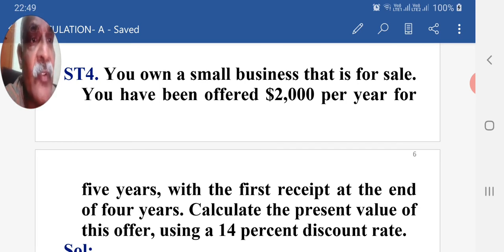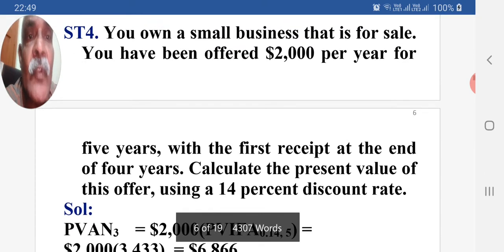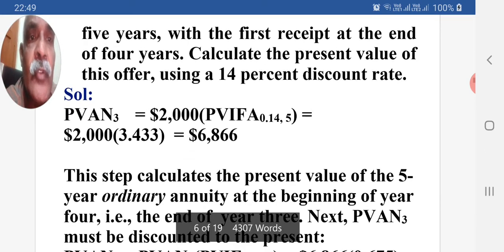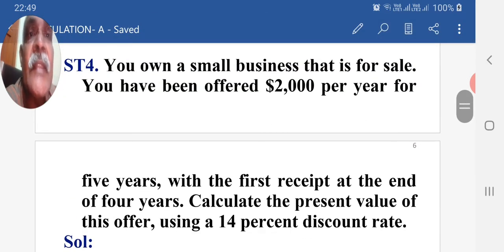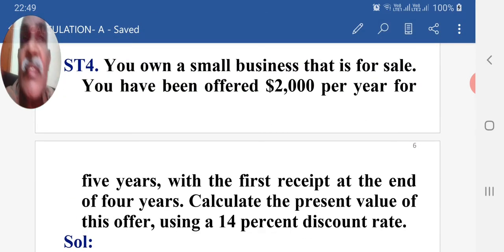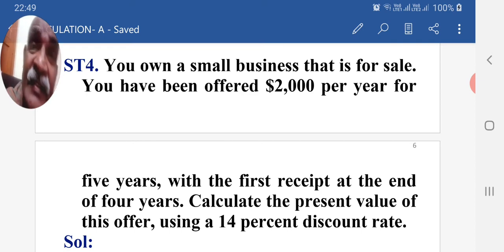For this, I would like to discuss one numerical. It says that if you own a business that is for sale, you want to sell your business. You have been offered 2,000 rupees per year for 5 years, with the first receipt at the end of 4 years. Calculate the present value of this offer using a 14% discount rate.